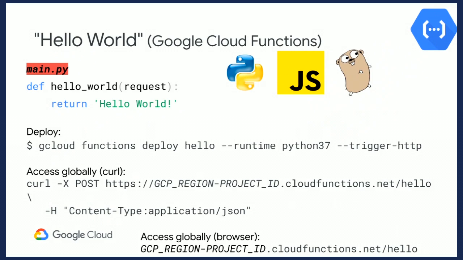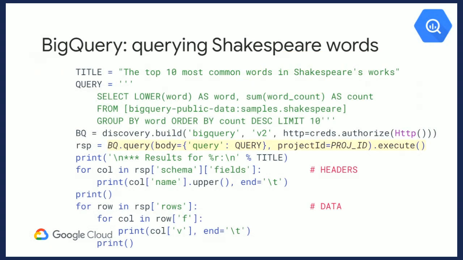So that's that. The minimum viable product for Cloud Functions is even easier because you just have a function. Deployment is also one line, and once it's deployed, you can access it globally using curl or from a browser. All right, pretty straightforward.